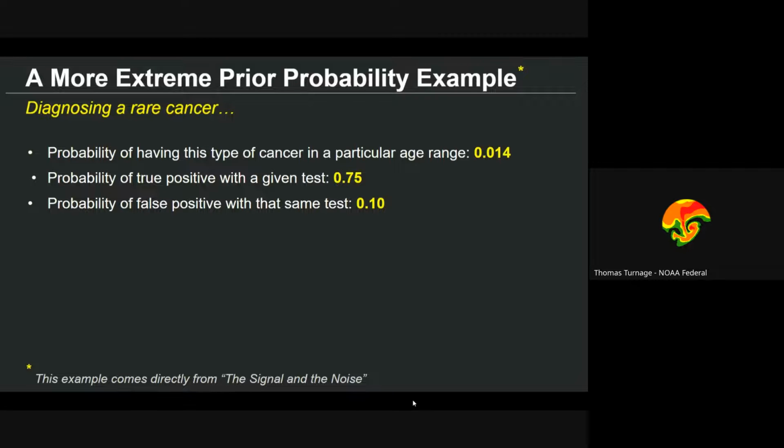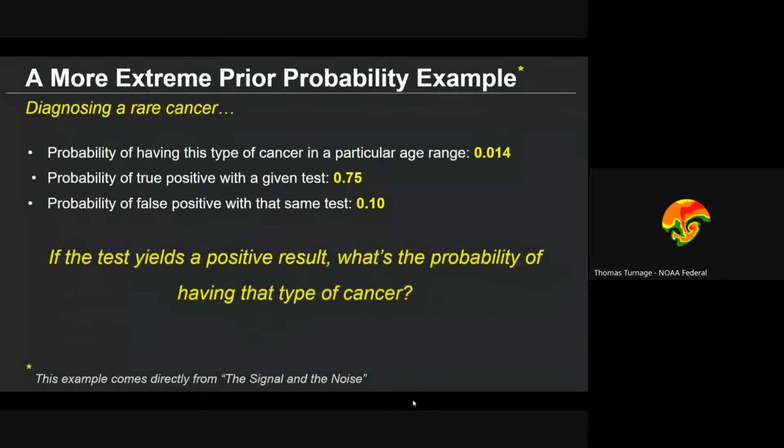So if you take the test and you get a positive with it, seems like a pretty good percentage, I guess. But then there's also a probability of a false positive with the same test that is 1 in 10. That's 10%. So of course the question is, if you get a test yielding a positive result, what's the probability of actually having that type of cancer?